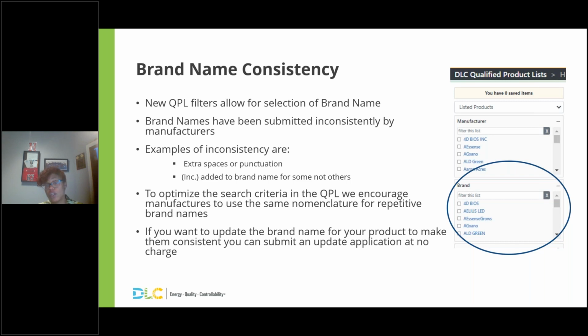If you go on the QPL now and you notice that there has been some inconsistency with your brand names, you can submit an update application to modify your brand names to make them more consistent. And that is a no-charge application. So keep that in mind for future applications and as you review your horticulture listings that are already listed.